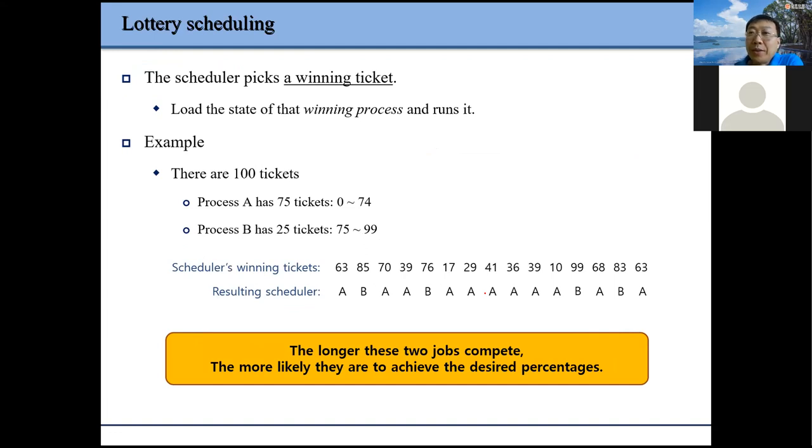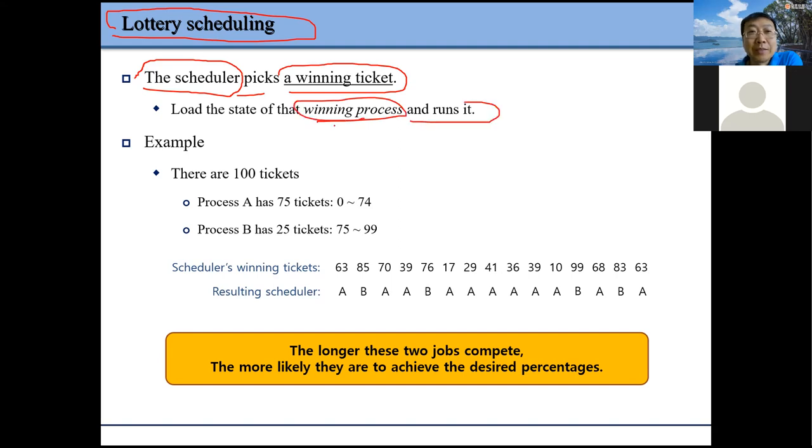The algorithm is also very simple. It's a kind of random algorithm, so we call it lottery scheduling. This is totally based on a lottery. The scheduler has a very, very simple job here: just pick a winning ticket. Basically, it will pick the process that wins the lottery, then just run the winning process.